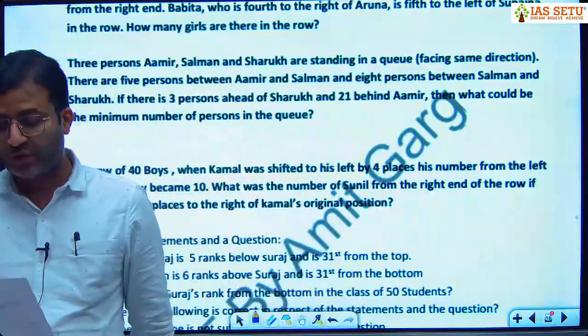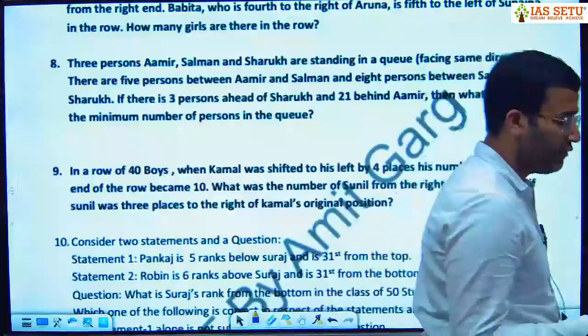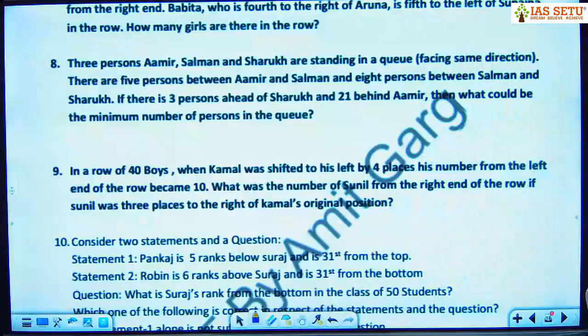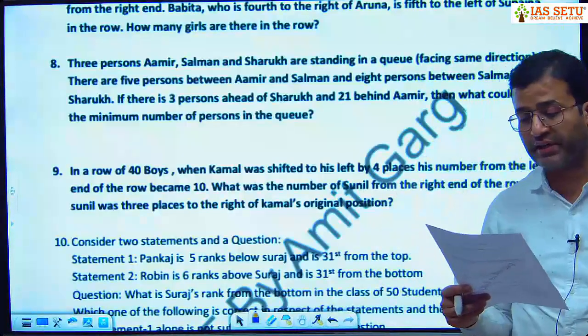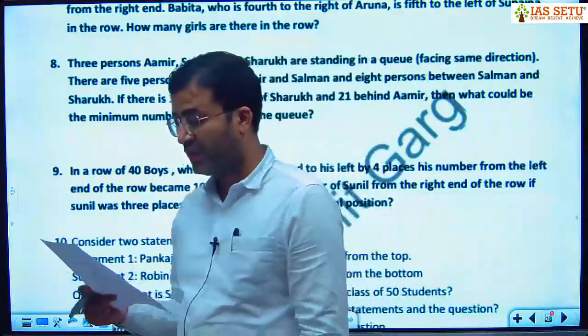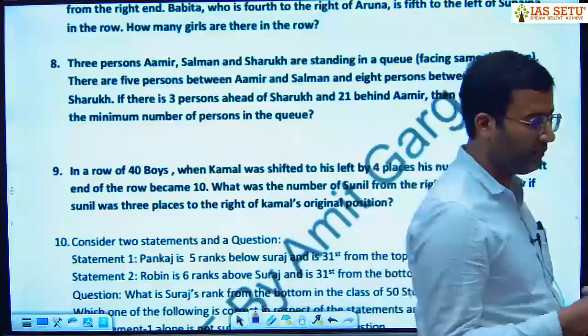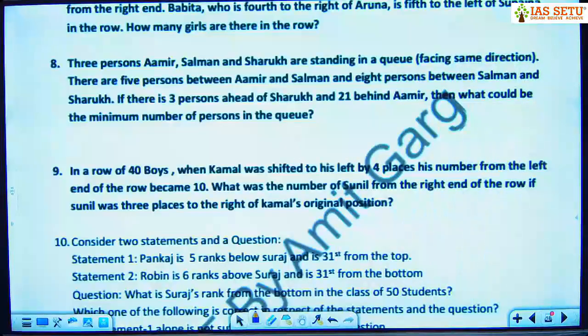3 Khans, Amir Khan, Salman Khan, Shahrukh Khan are standing in a queue facing the same direction. There are 5 persons between Amir and Salman. There are 8 persons between Salman and Shahrukh. If there are 3 persons ahead of Shahrukh, 21 behind Amir, then what could be the minimum number of persons in the queue? First you try, online students also, 2 minutes for this question.